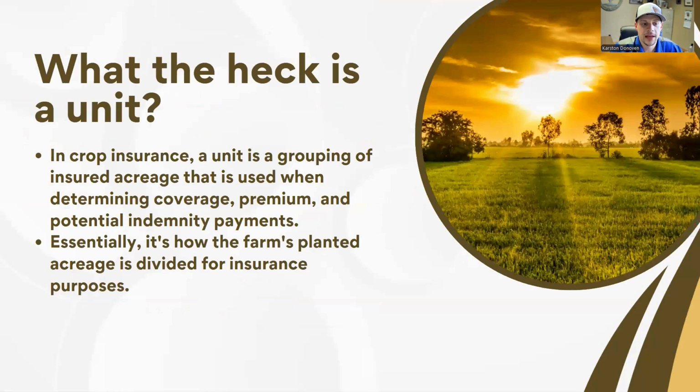So first off, what the heck is a unit? If you're new to crop insurance or a little unfamiliar, in crop insurance, a unit is a grouping of insured acreage that is primarily used to determine your coverage premium and your potential indemnity payment. Easiest way to think about it is that it's the farm's planted acreage and how it's divided for insurance purposes.